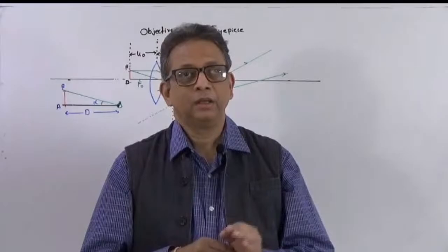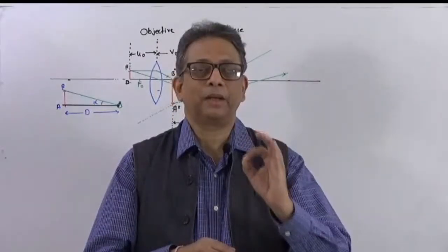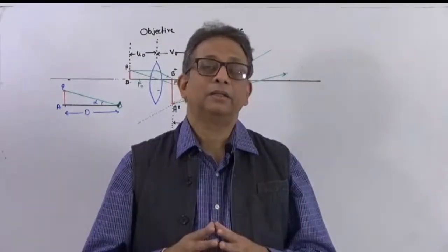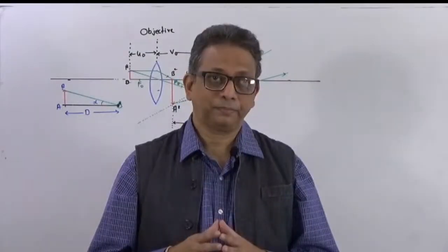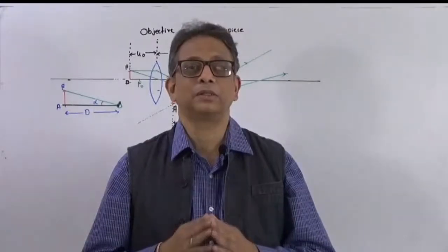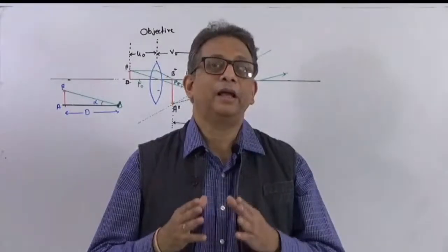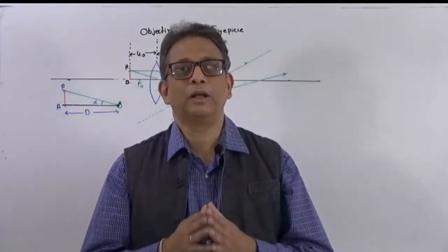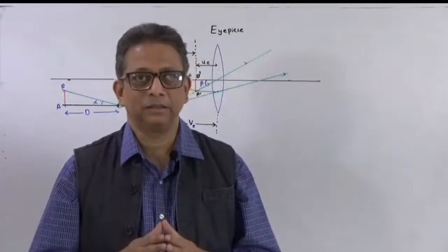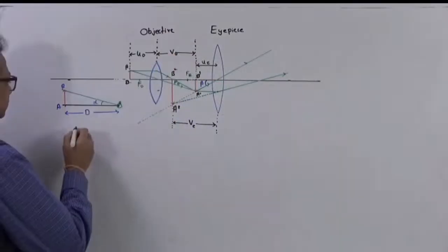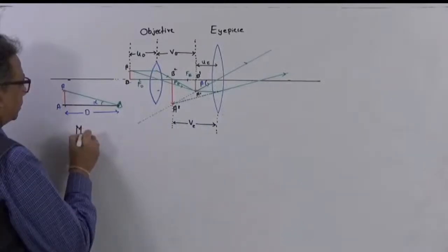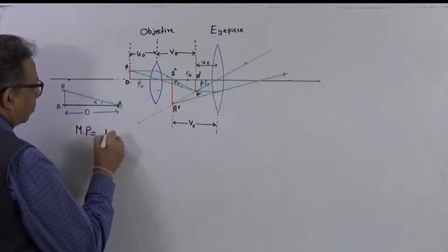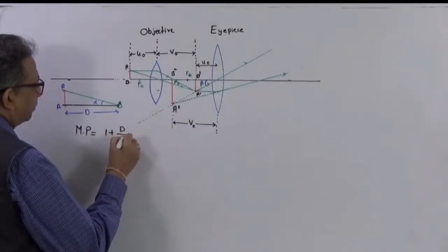मग ह्या DDV पासून आपण मागच्या वेळेस इक्वेशन घेतलं होतं फॉर सिम्पल मायक्रोस्कोप. Remember what was the equation? That the magnifying power was given as D upon F. F was the focal length of that lens. So the last equation which we had done was the magnifying power was 1 plus D upon F.